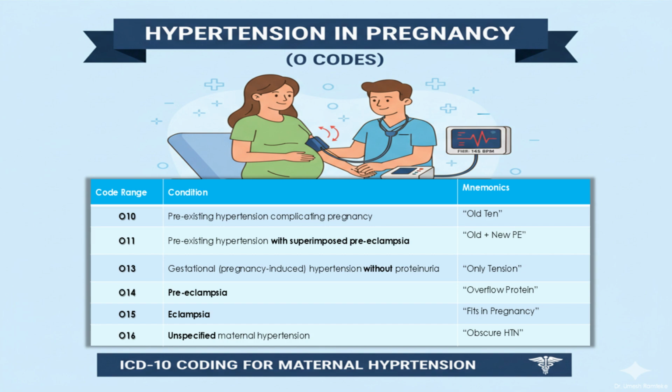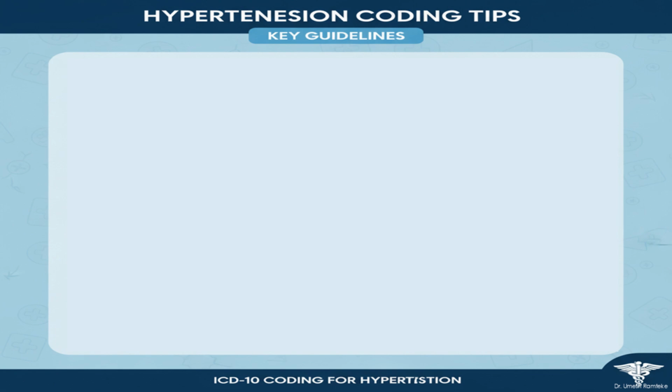Finally, O16 is for unspecified maternal hypertension. Use this code only when documentation is incomplete. Remember the mnemonic? Obscure HTN. Mastering these 6 codes ensures accurate documentation of maternal risk and complications. Accurate hypertension coding is crucial for reimbursement and documentation integrity.